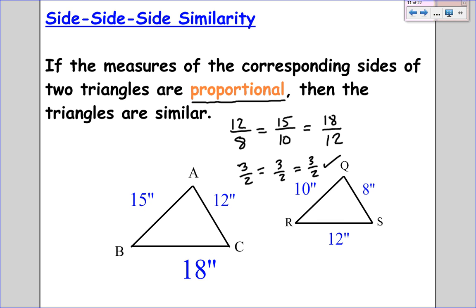So I can say that triangle BAC is similar to triangle RQS by SSS similarity, because the sides are all proportional. So if I know that they're similar, what could I say about angle B and angle R? Well, I could say that they're congruent, because if the triangles are similar, then the angles are congruent.